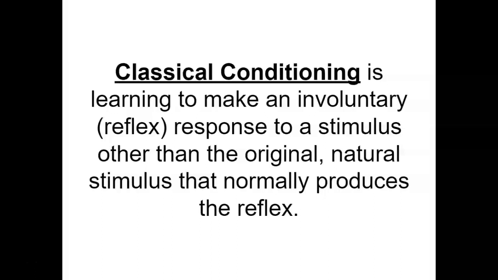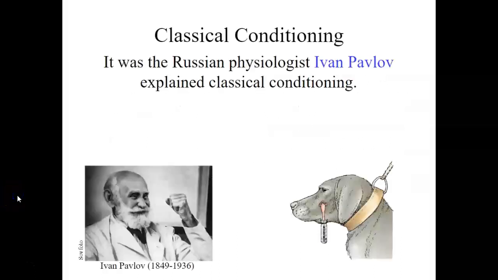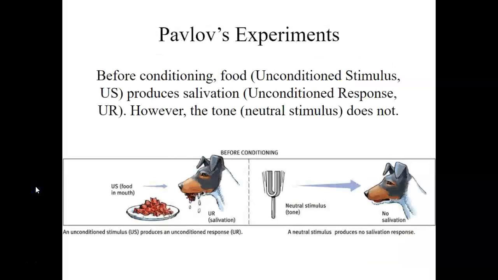Pavlov was measuring the amount of saliva that dogs produced when food entered their mouths when he made an accidental discovery, and this led to classical conditioning. Classical conditioning defined is learning to make an involuntary reflex response to a stimulus other than the original natural stimulus that normally produces the reflex. I know that kind of sounds foreign right now, but by the end of today, you should have a better idea of what that definition actually means. So again, we have Ivan Pavlov, and he basically helped explain classical conditioning.